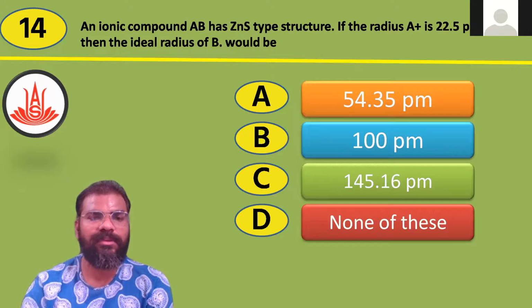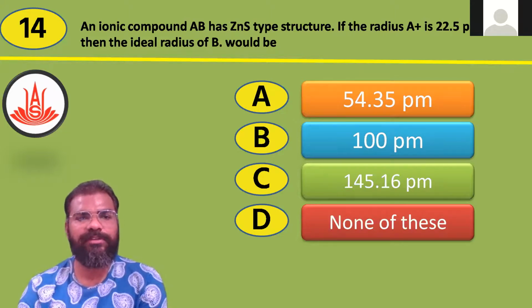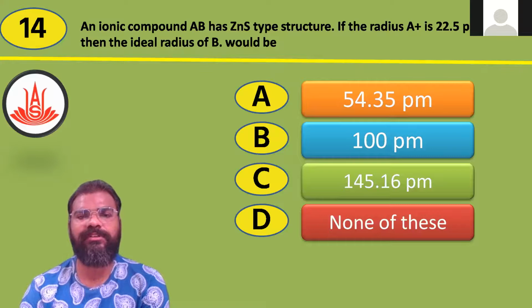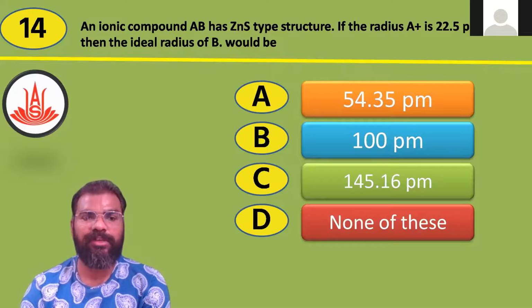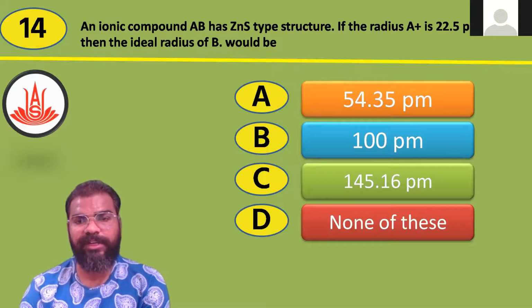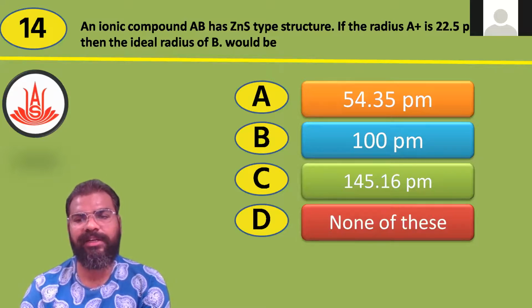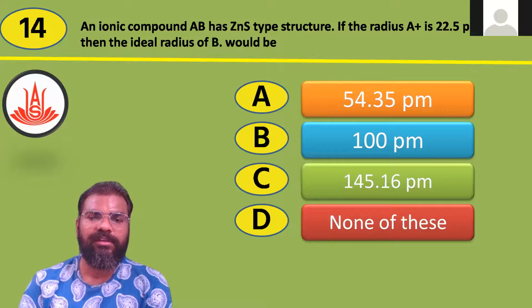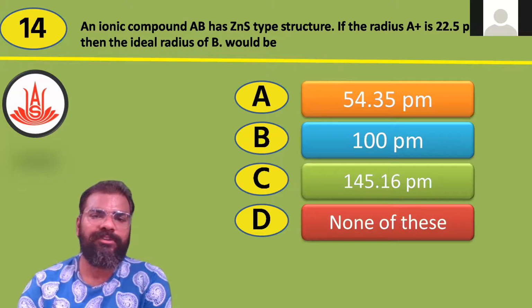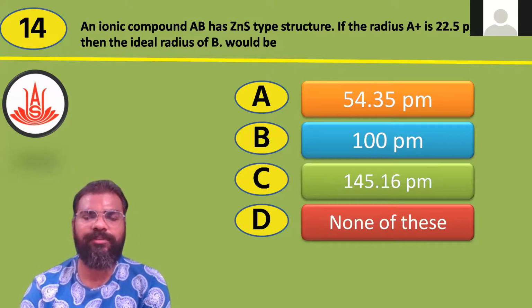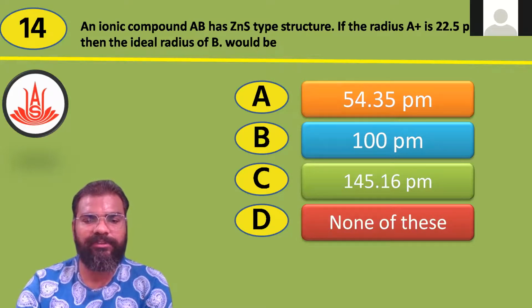After that, question number 14: an ionic compound AB has ZnS type structure, its structure is like zinc sulfide. If the radius of A plus is 22.5 picometer, then what would be the ideal radius of B? There are four options they have given: 54.35 picometer, 100 picometer, 145.16 picometer, or none of these. So let us calculate this.